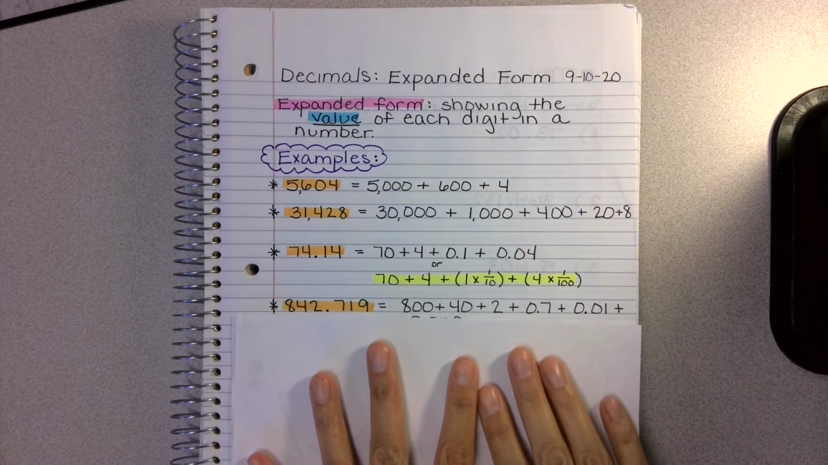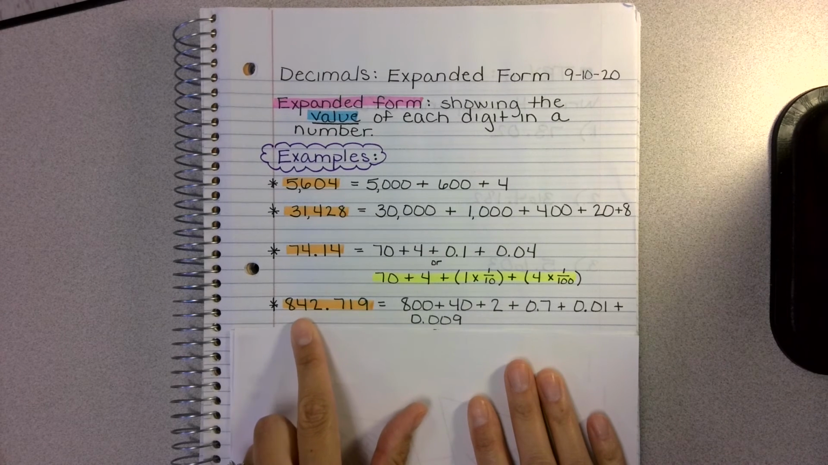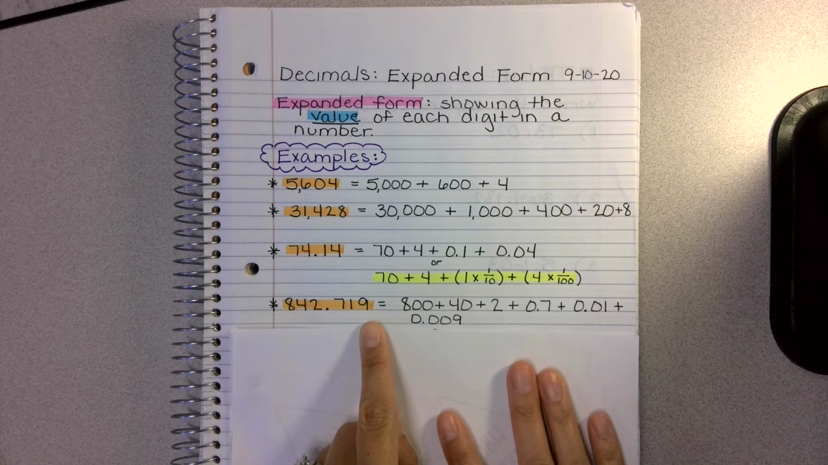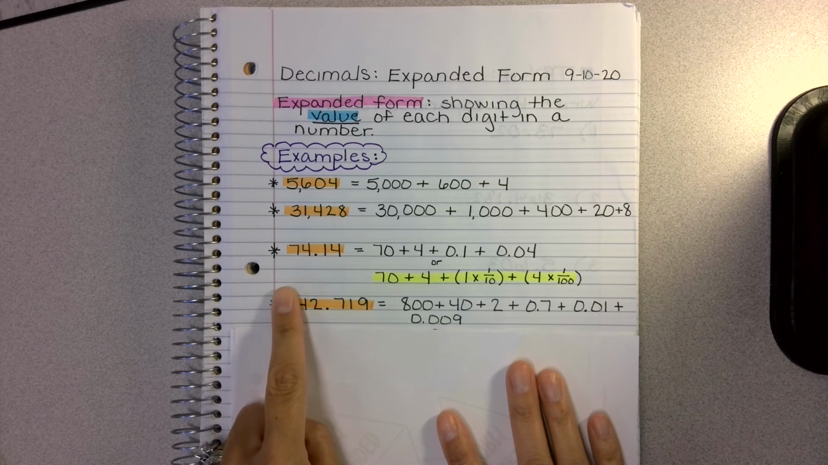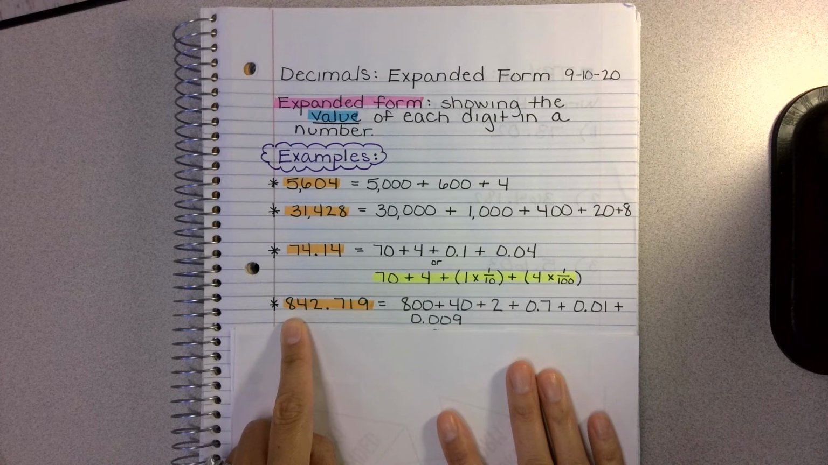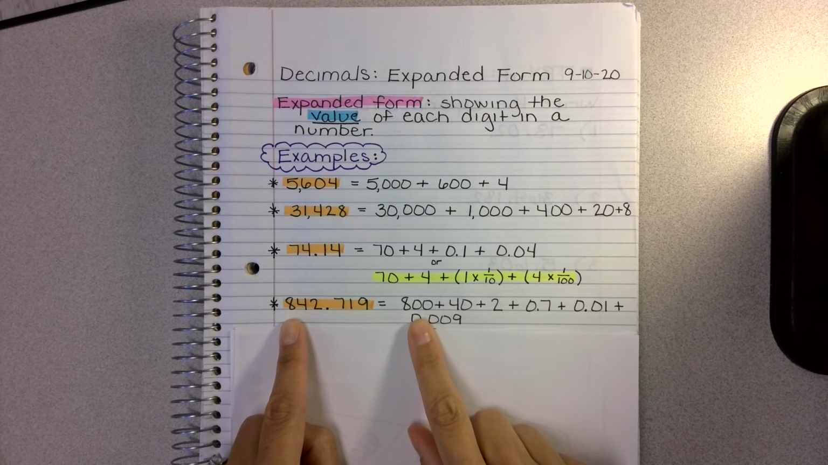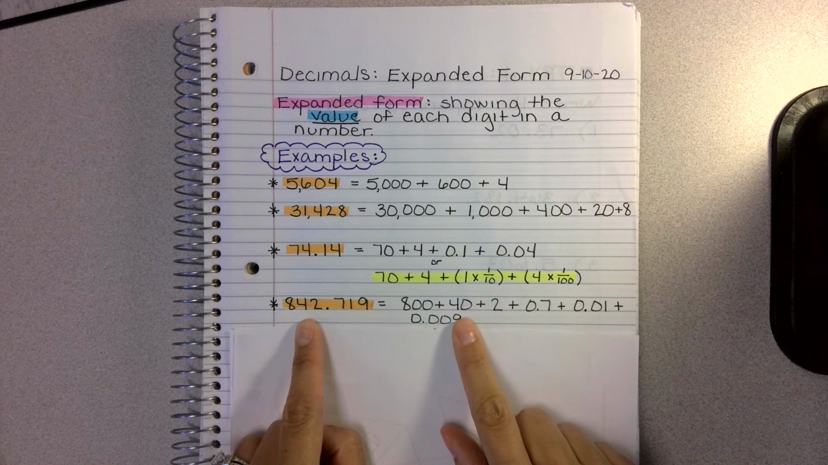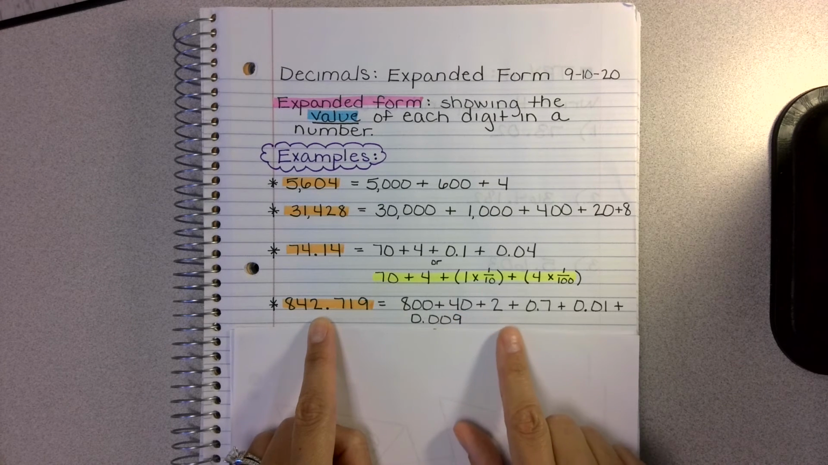Okay, let's try one more. All right, so this one's a little bit bigger. We have 842 and 719 thousandths. I'm going to start all the way to the left. The first place is the hundreds, so the 8 is in the hundreds. That 8 is worth 800. The 4 is in the tens, so it's worth 40. The 2 is in the ones, so it's just worth 2.